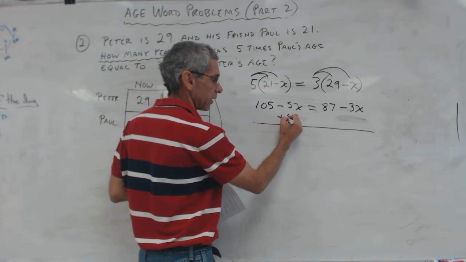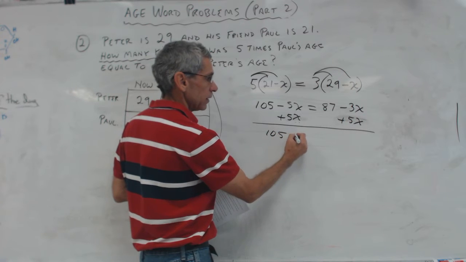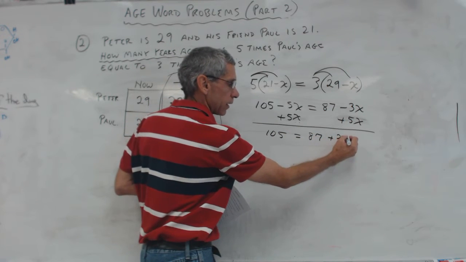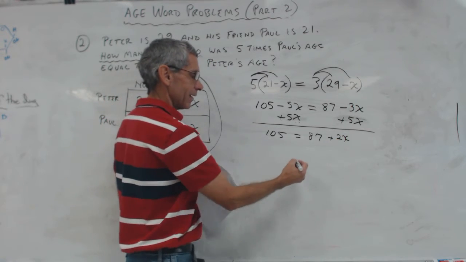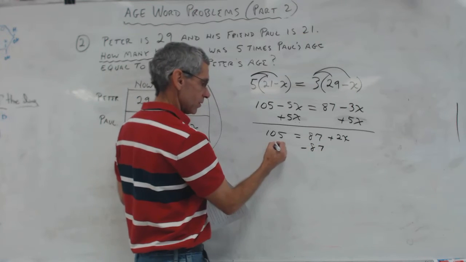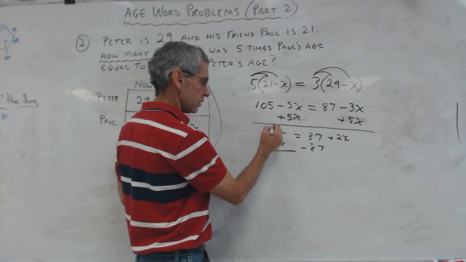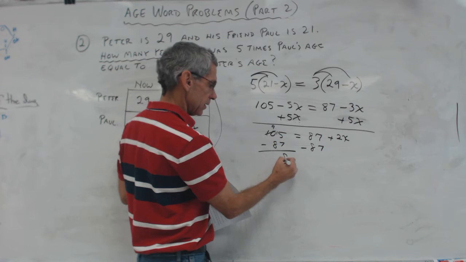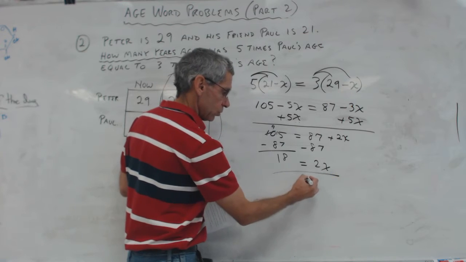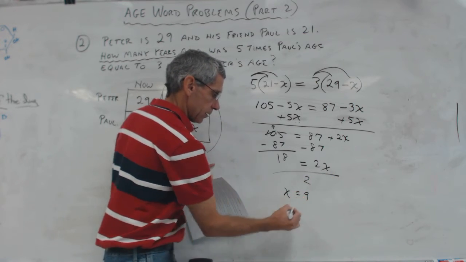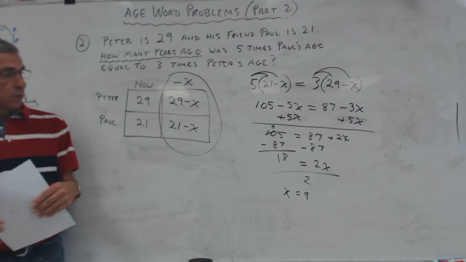So I'm going to add 5x to both sides. And then suddenly I have 105 is equal to 87 plus 2x. All right, and then I subtract my 87. 105 minus 87 equals 18. Then divide by 2: 18 divided by 2 equals 9, so x is equal to 9. 9 years ago. That makes sense, right?